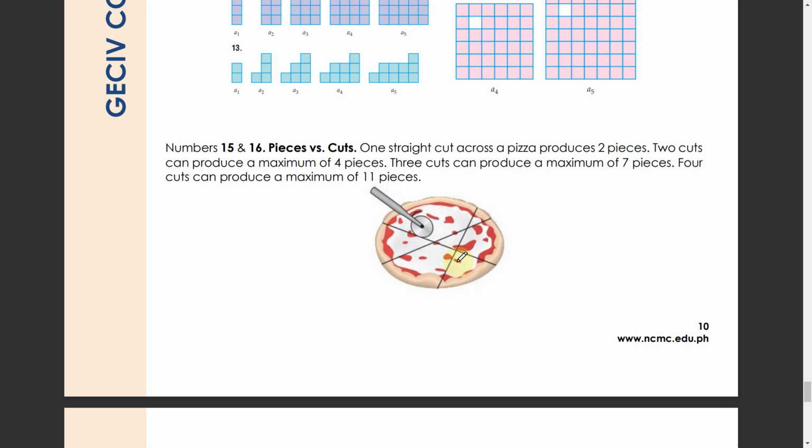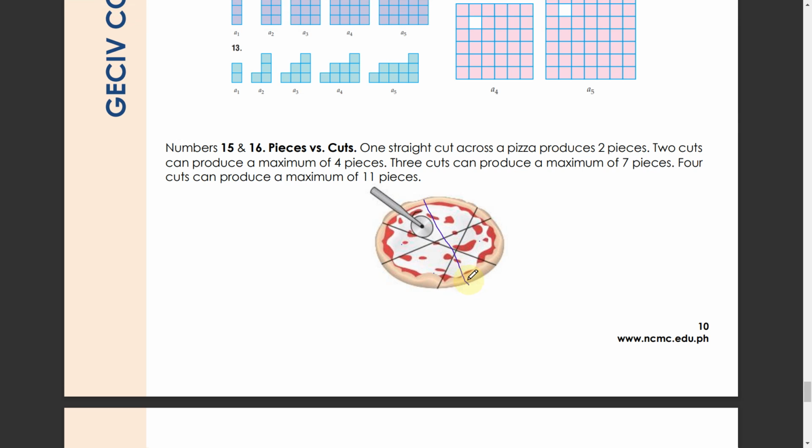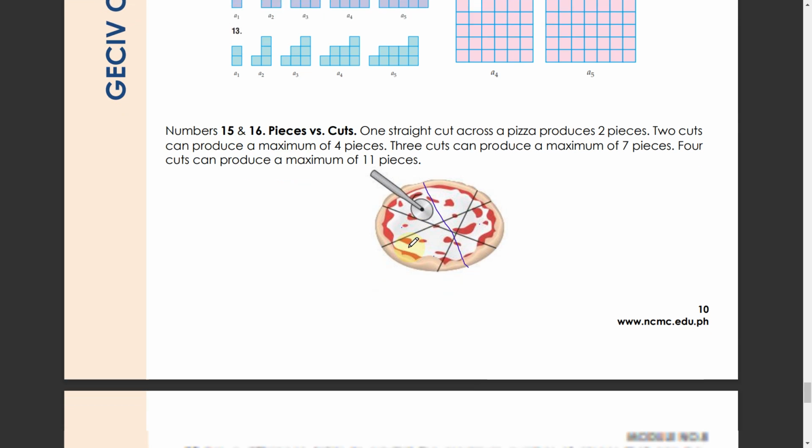If you have two cuts, it can produce a maximum of four pieces. For example, this cut, this one, and this one. So it has 1, 2, 3, 4 regions. If you have 3 cuts, it is 7 regions: 1, 2, 3, 4, 5, 6, 7. So 4 cuts can produce a maximum of 11 pieces. You add one more cut to your figure, for example, like this, and you can produce 11 pieces.